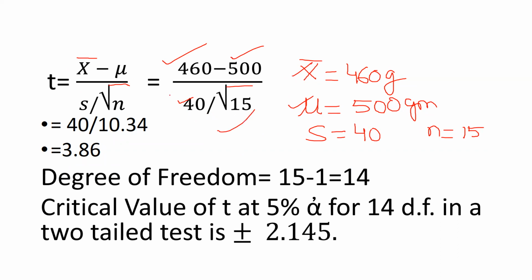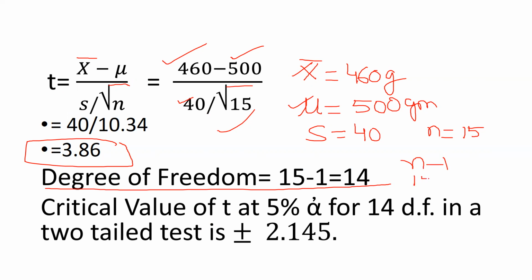Now finally, when we solve, minus 40 divided by 10.34, this is our final value of the t-test, the calculated value. Now we will find out the degrees of freedom. The simple formula for degrees of freedom is n minus 1. So n is 15 minus 1, ultimately the degrees of freedom would be 14.